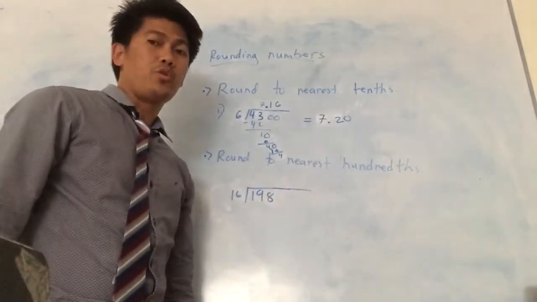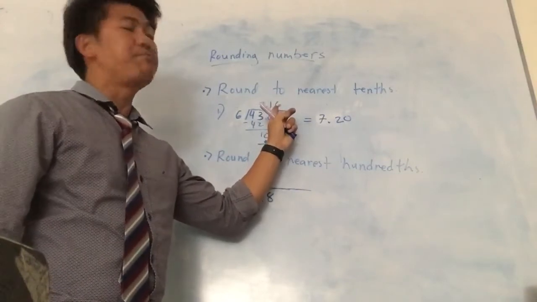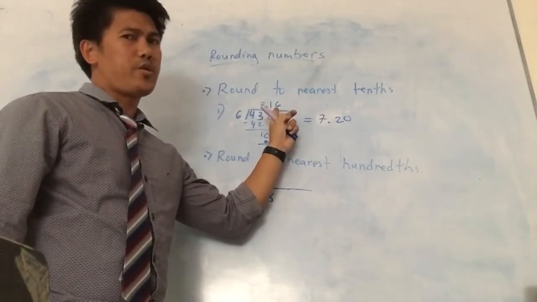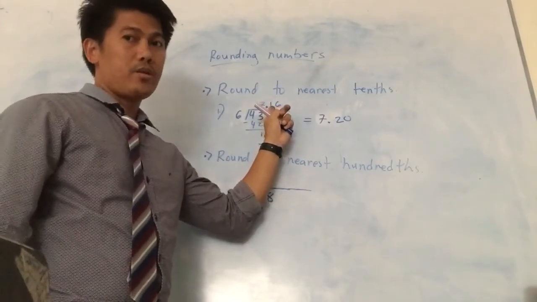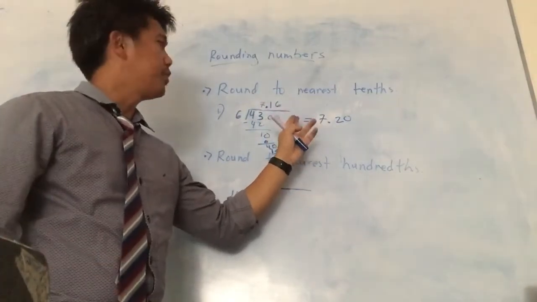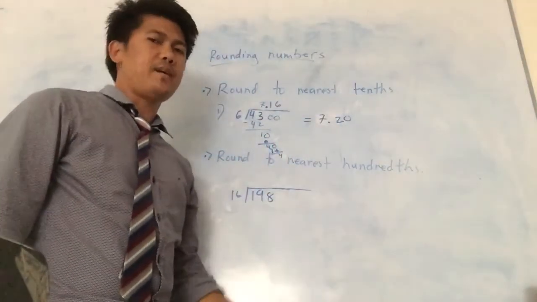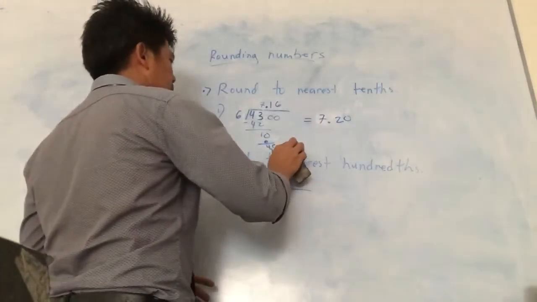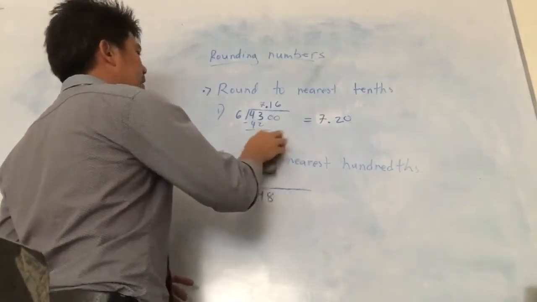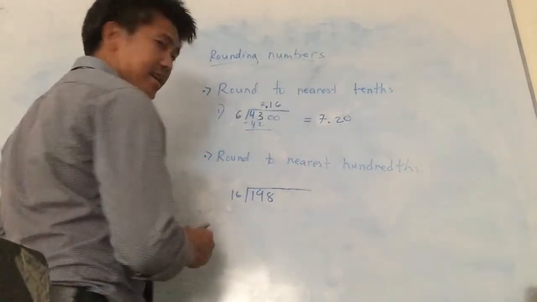So 7.2 or 7.20. When the number in the hundredths place is below 5, like if this is 4 or 3, 2, 1, then you don't need to add 1 to 1. So the answer in that case would be 7.10 only. Okay, 7.10. So now, the second question is round to the nearest hundredths.